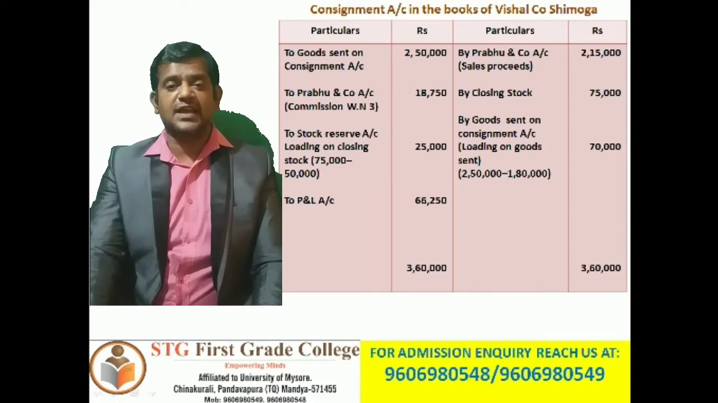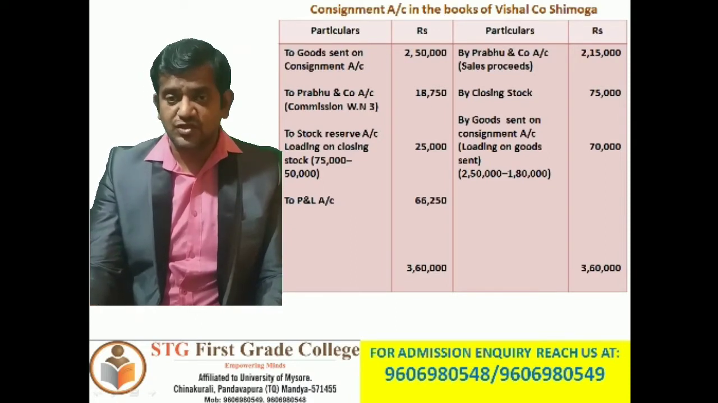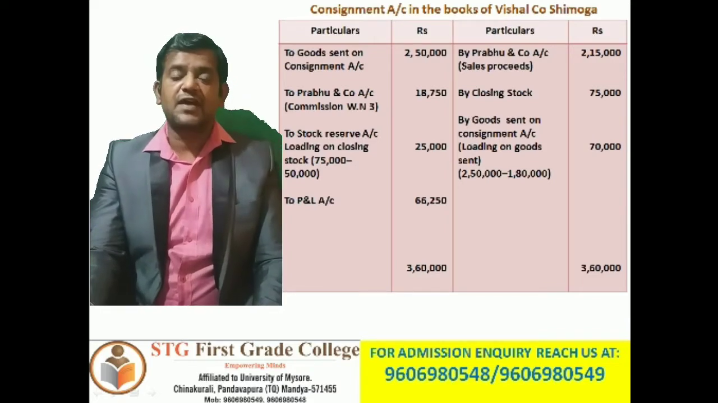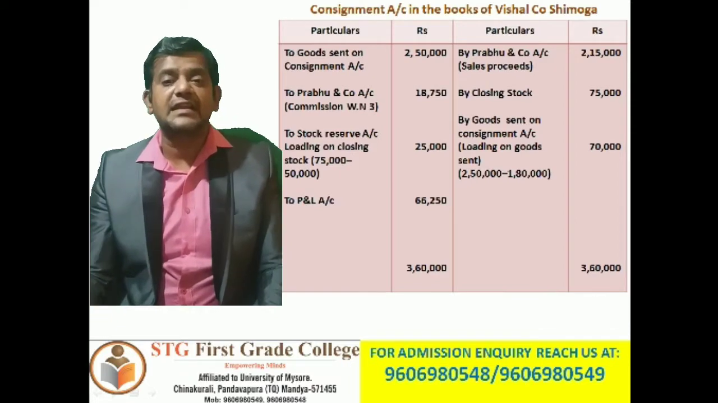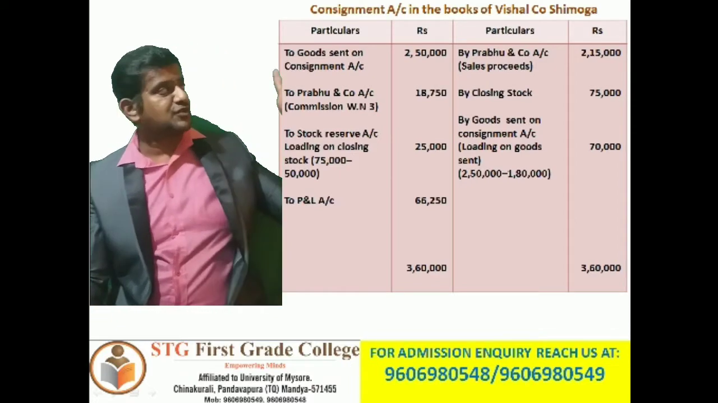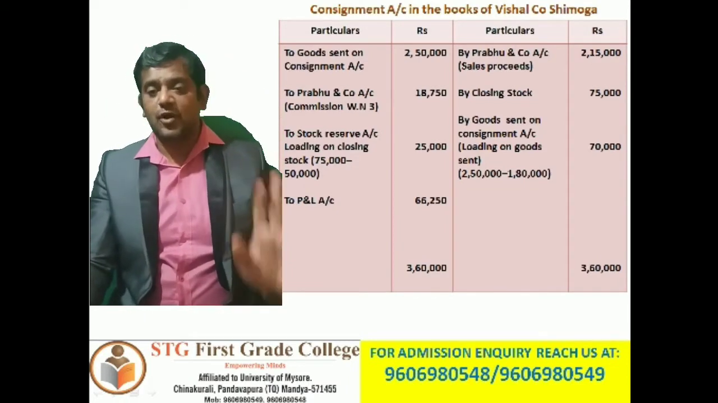Goods with the consignee, that is stock with the consignee or closing stock. So how much closing stock as per the information provided by the problem? 75,000. So enter that directly, 75,000. See, sales directly is given, 2,15,000. I have just copied it. Closing stock also given directly. I have copied the same.